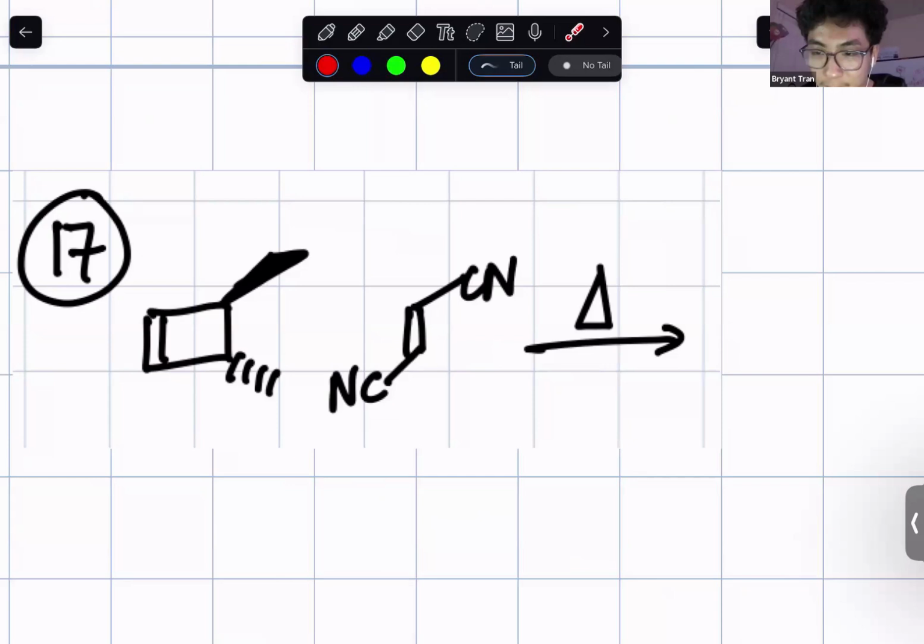Can you show the mechanism for number 1 as well? Yes, I can show the mechanism for 1 as well after I go over 11 and 19.